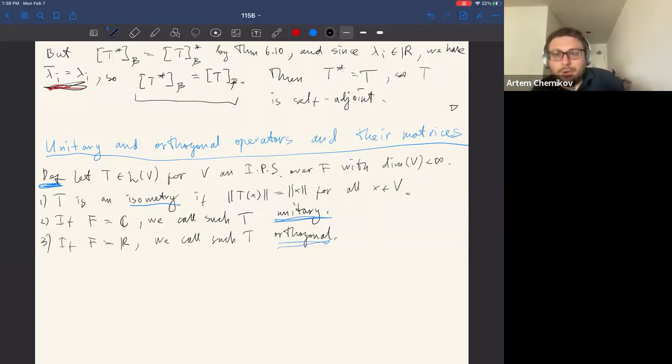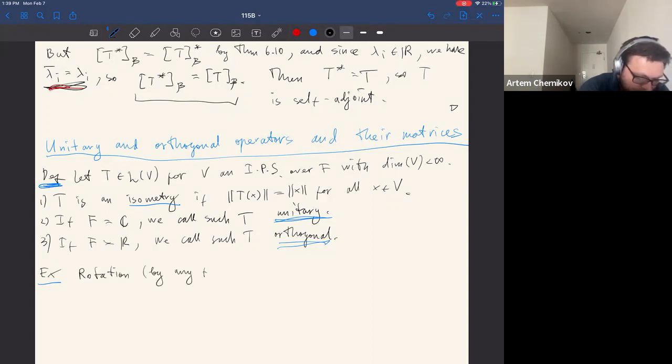Basically, they're just abbreviations. We want a quick way to refer to this property, and also to specify which field of scalars we are talking about. Okay, so let's look at a couple of quick examples that we already know satisfy these properties. Both the rotation by any fixed angle theta, between 0 and pi, like in the example we discussed earlier, and also reflection operators on R squared, so on the real plane, are both orthogonal operators.